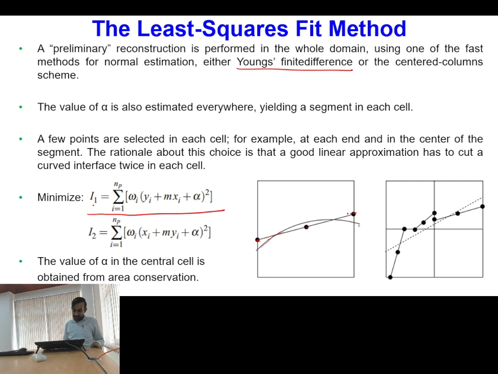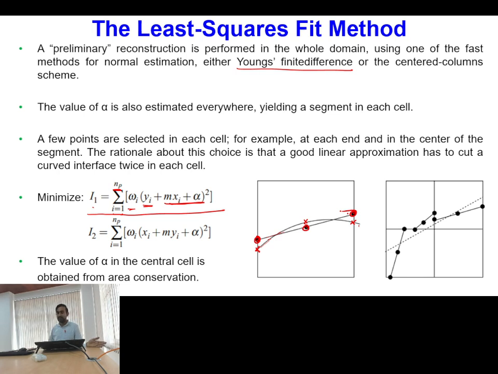So my error function is, i varies from 1 to np, where np represents the number of points which I have divided, and wi is simply a weight function. What is yi? yi is the actual value of the interface at all these 3 line segments, and m xi plus alpha are these values of this vertical height which are calculated using this fitted line.